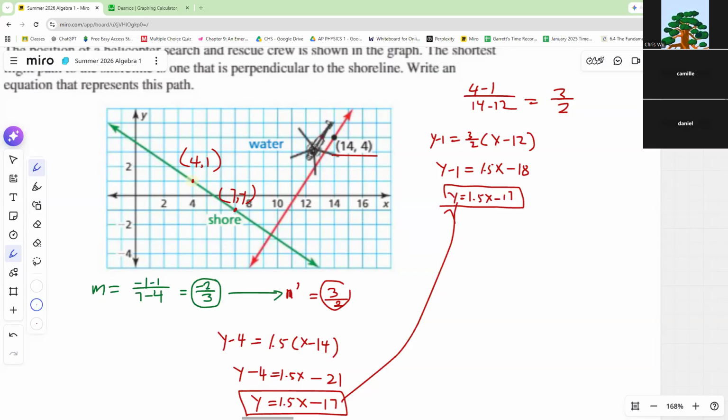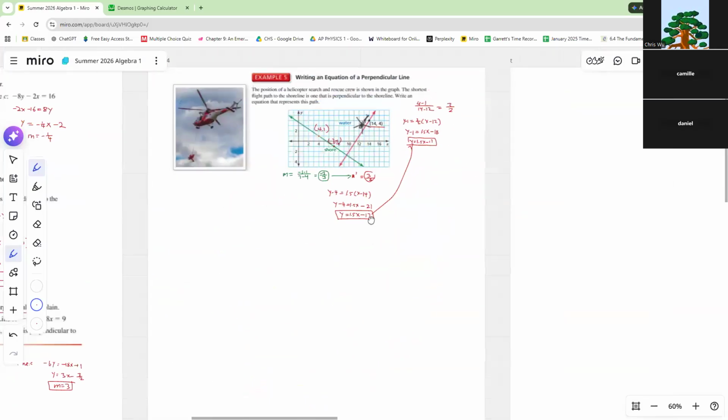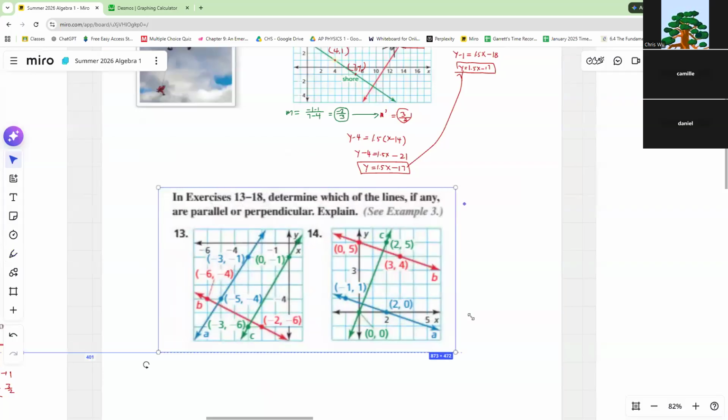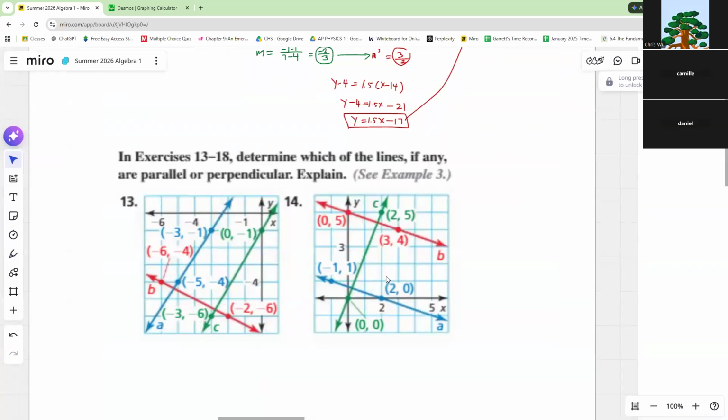Let's work out a couple questions and then we'll take a break. So let's see here. For 13 and 14, determine which of the lines, if any, are parallel or perpendicular, and then try to explain. So they color coded it, which is nice, but it's kind of messy. So make sure you keep track of which point is on which line. Let's see which ones are parallel, which ones are perpendicular. Let's give it a try.